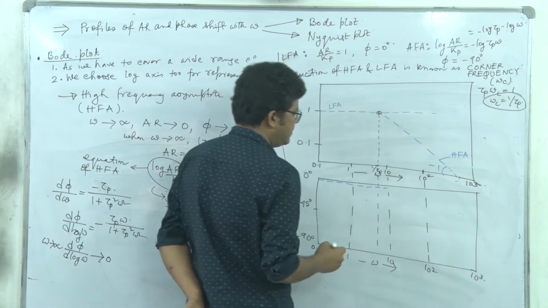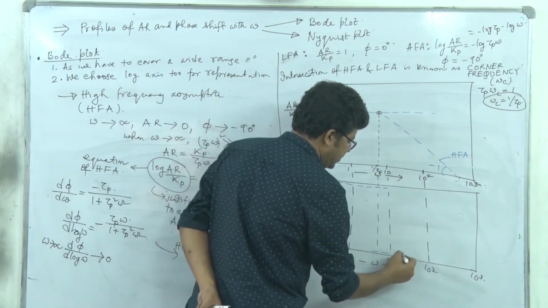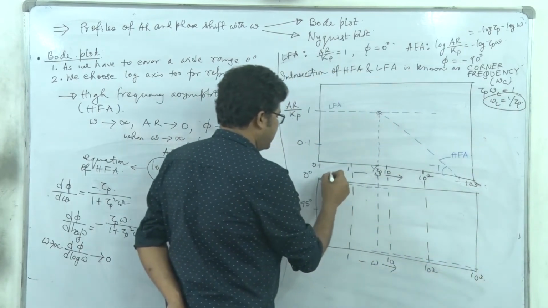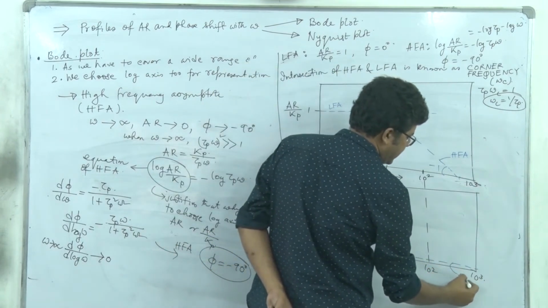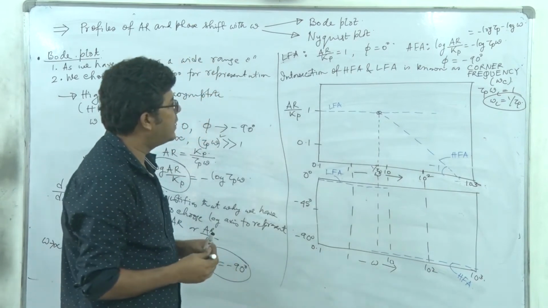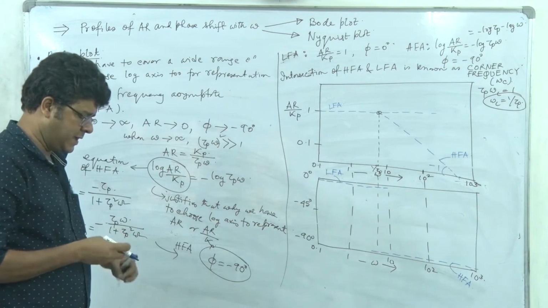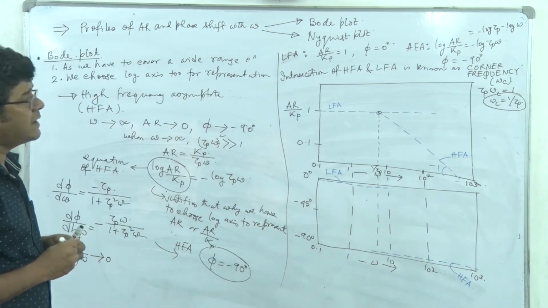Here the asymptotes do not intersect, but they are parallel to each other. So this is LFA, this is HFA. Correct? And at the corner frequency, if I look into the actual value of phi, it's basically tan inverse of minus tau d omega.